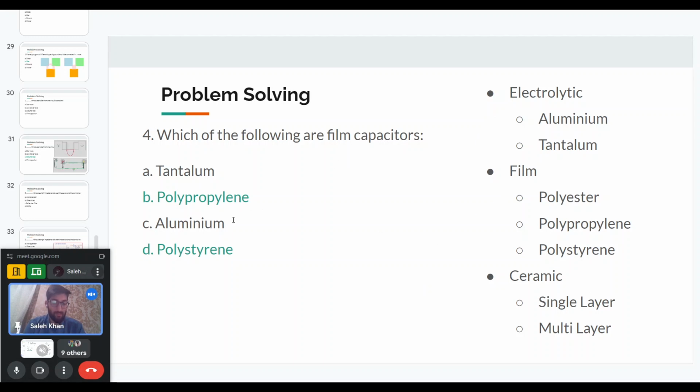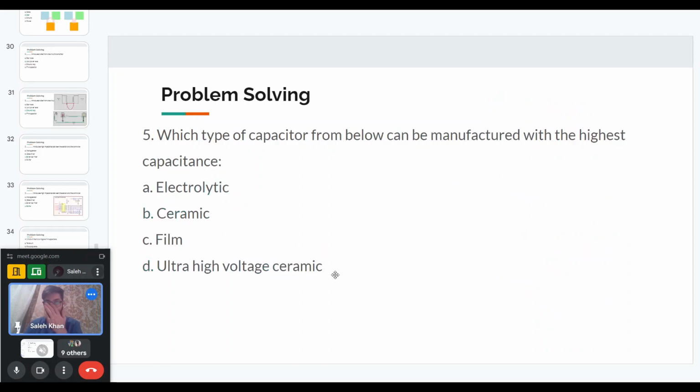For film capacitors, out of these four, B and C are the film capacitors. The A and C are electrolytic capacitors. So the answer to this one is B and C. So next question is, which type of capacitor from below can be manufactured with the highest capacitance?